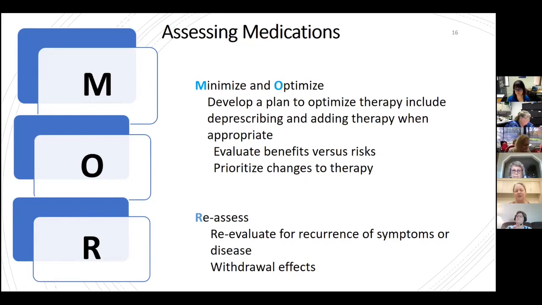When we make changes to medications, especially in older patients who are very prone to side effects, we always want to reassess. We make sure that what we added is not causing side effects, or, if we took something away, that they haven't developed new effects from not controlling a particular symptom. So that reassess point is very important. Next slide.